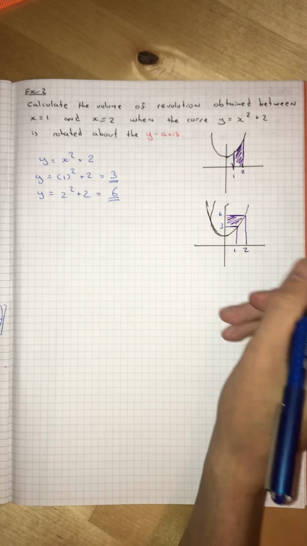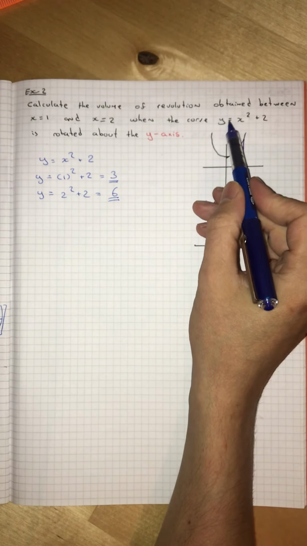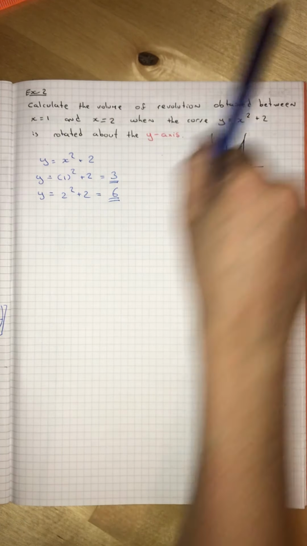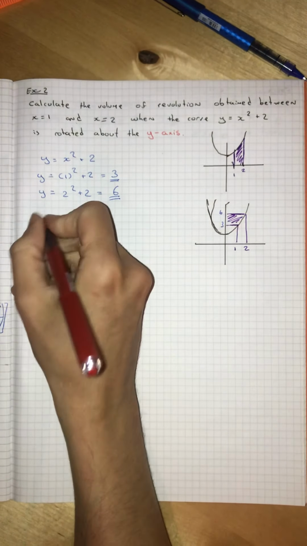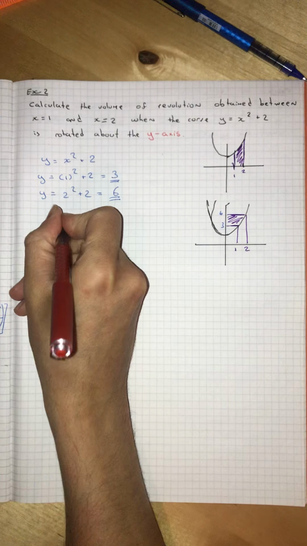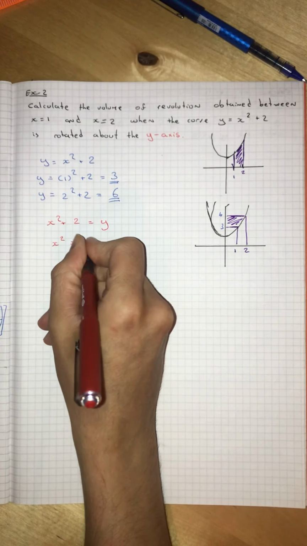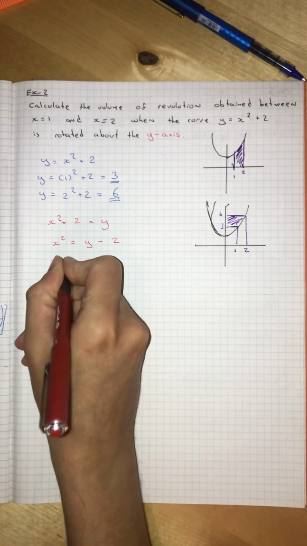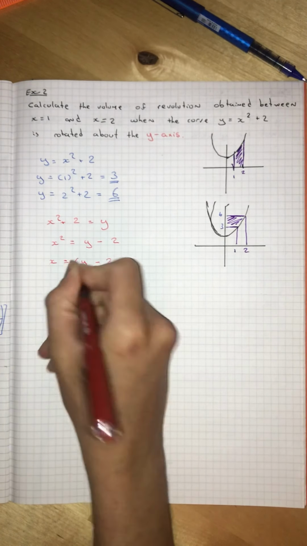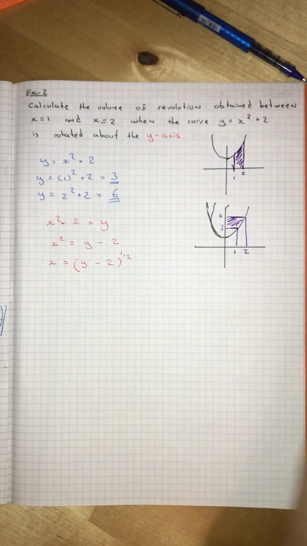And now all we need to do is change the function to be explicitly in y. So we've got x squared plus 2 equals y, so x squared will equal y minus 2, so x will be y minus 2 to the power of a half.